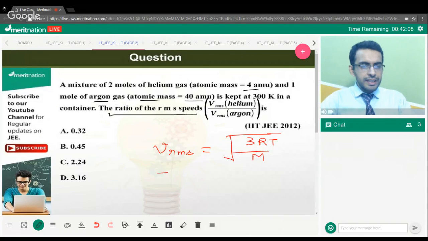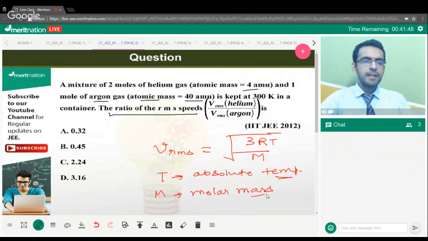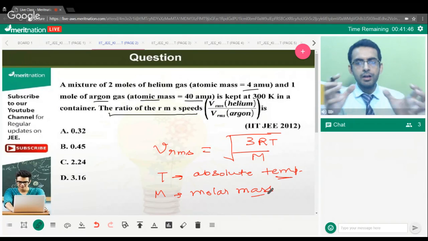So what is T here? T is the absolute temperature. You should remember this thing, it's the absolute temperature, not the temperature in degrees Celsius. Be clear about this thing. And what is M? It's the molar mass, or you can say atomic mass, if it's a monoatomic gas, right?